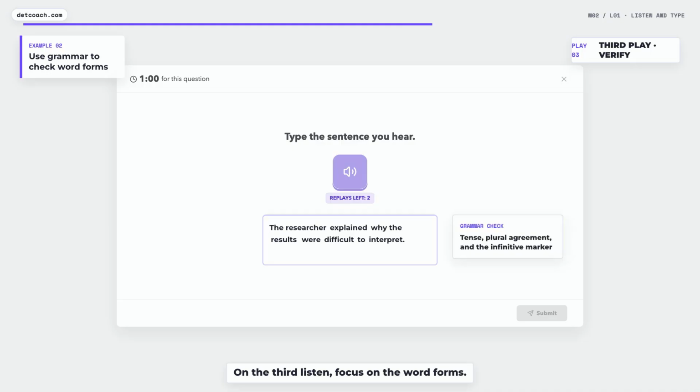On the third listen, focus on the word forms. Explained is in the past tense and ends in ed. Results is plural, so it takes were, not was. The final phrase is difficult to interpret.